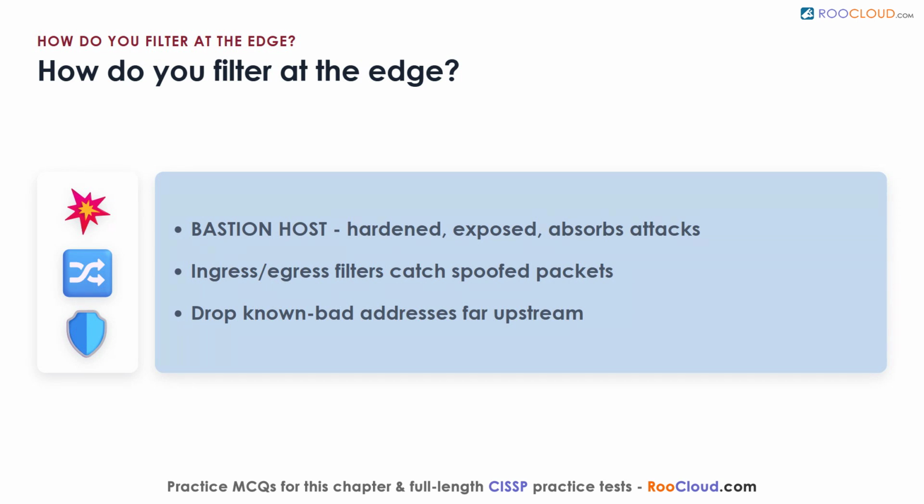At the boundary, ingress and egress filters catch spoofed traffic. For instance, an inbound packet claiming to already be from inside, or an outbound packet pretending to come from outside. You can also drop traffic to or from known bad addresses far upstream before it ever reaches you.